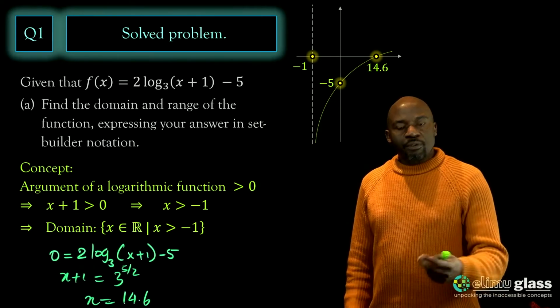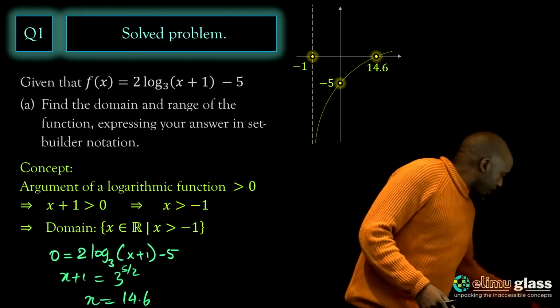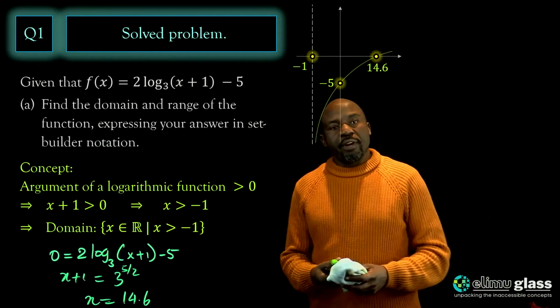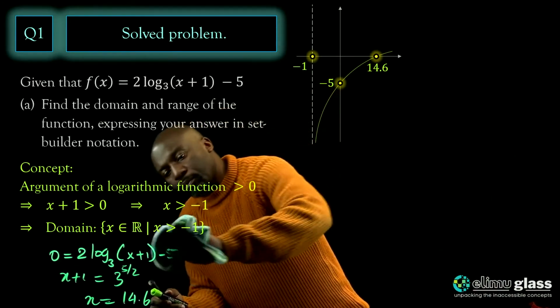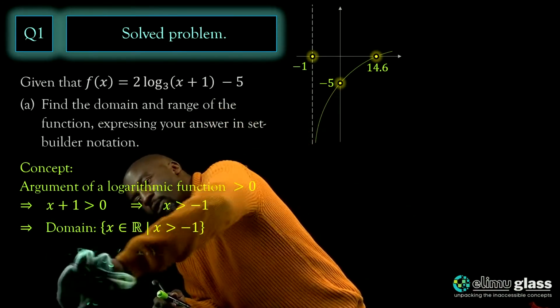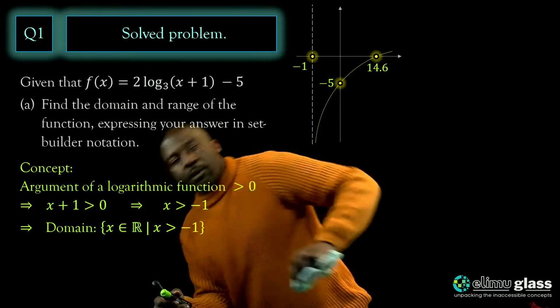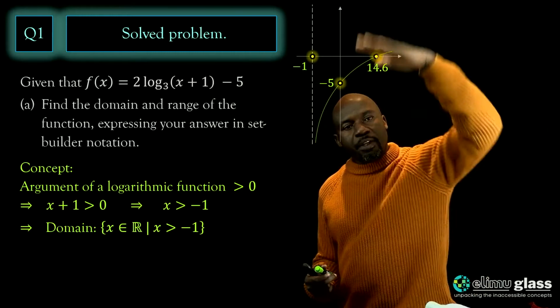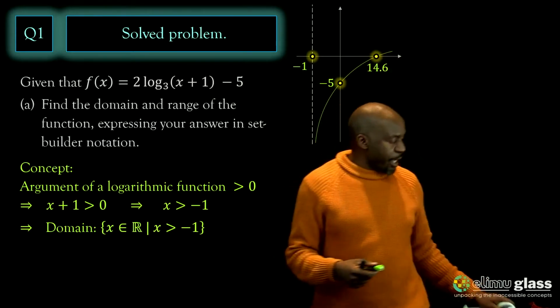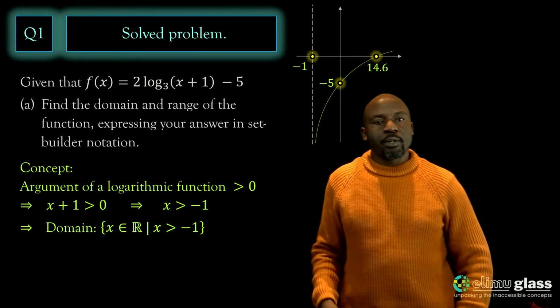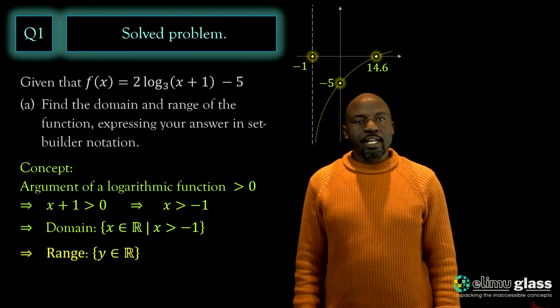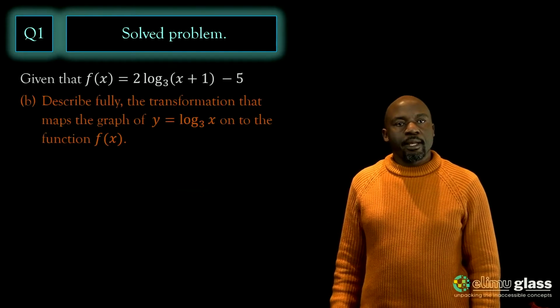All right, from here we should be able to tell that the range is the whole, all real numbers form the range of this function. All right, the graph extends to infinity above and below the y-axis. Okay, so that is the range there.